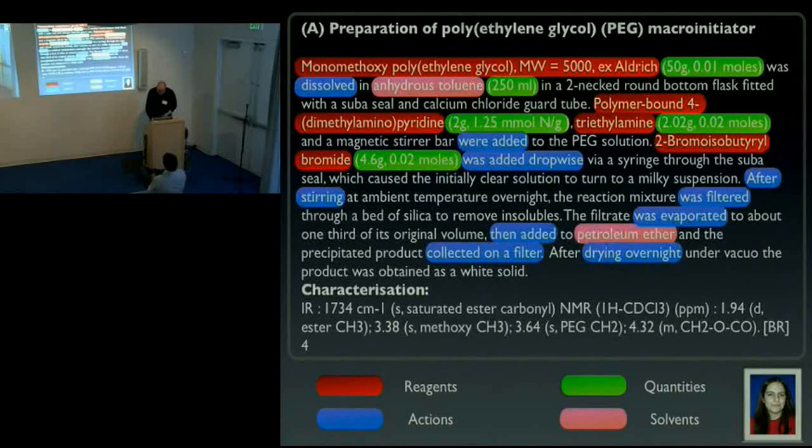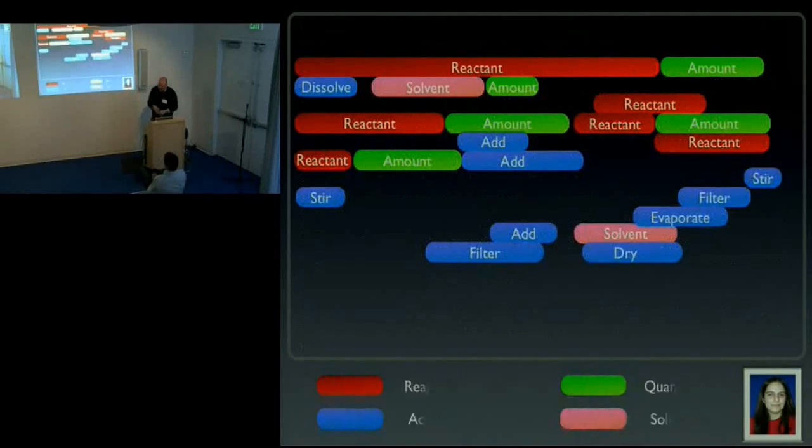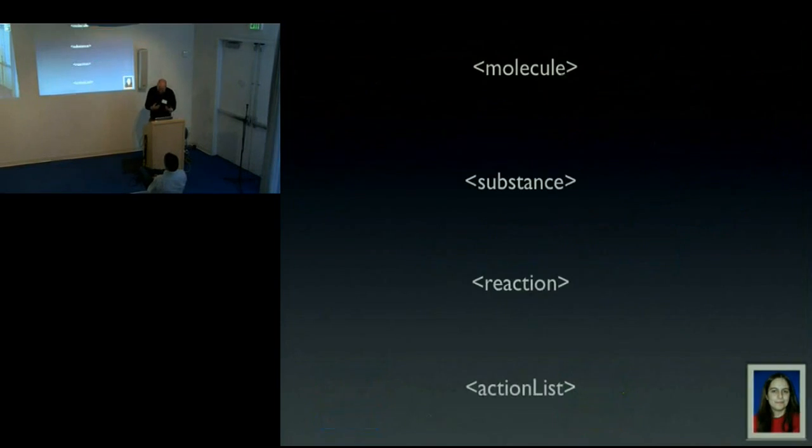CML. And once we've done that, and we actually throw the natural language away, you can still understand what's going on in the document. We're taking a reactant in a certain amount, dissolving it in a solvent of a certain amount, adding more reactants with stirring, filtering, evaporating, adding solvent, filtering, and drying it. And of course, once you have that information in that form and marked up in XML, you can then pass that on to synthesis robots and to other information systems, and you can do searching and discovery and so on.